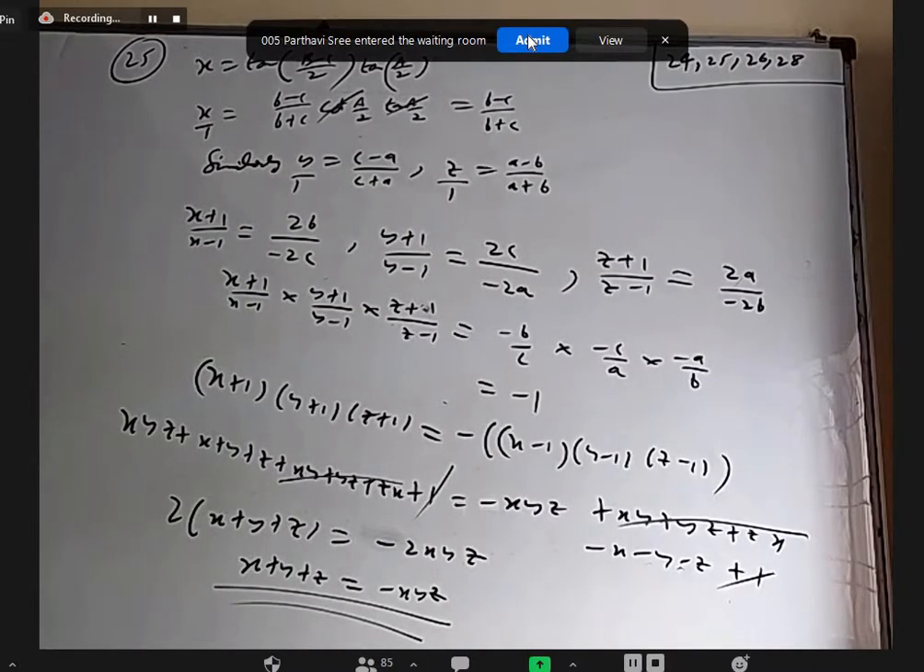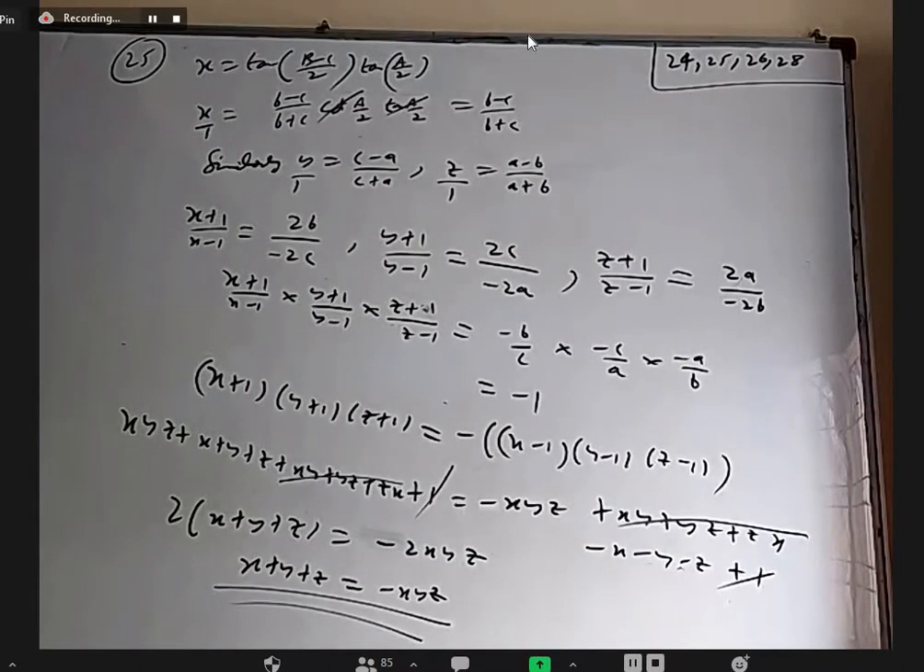Is 26 also based on the tangent rule itself? Yeah, you can use the tangent rule there also. 26 also directly uses the tangent rule, where tan((A minus B)/2) is (a minus b)/(a plus b) into cot(C/2). You will get the angles straight.